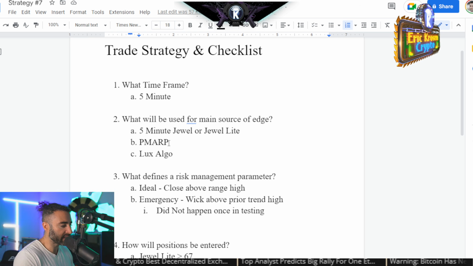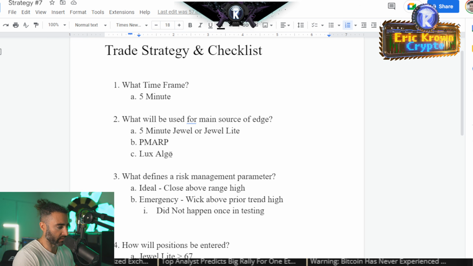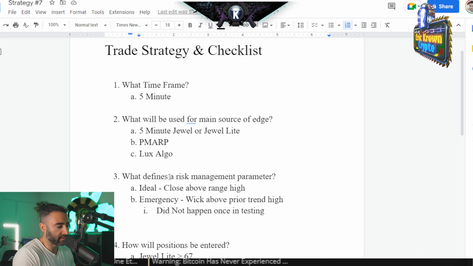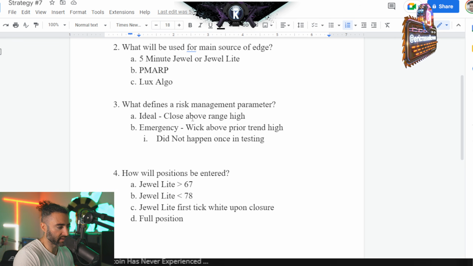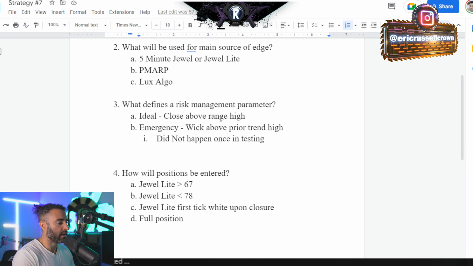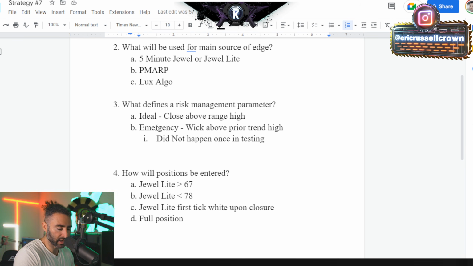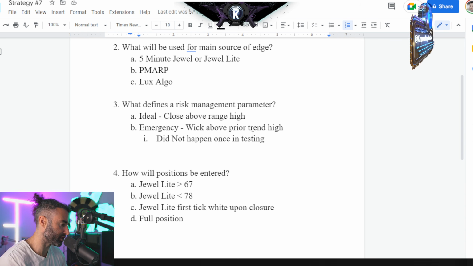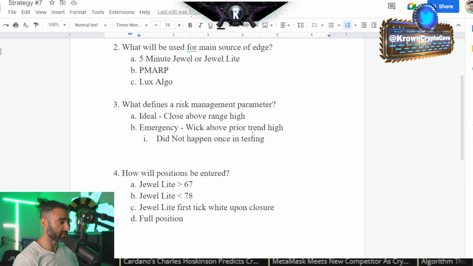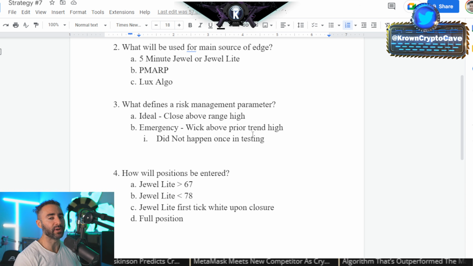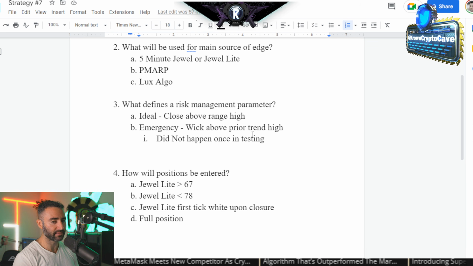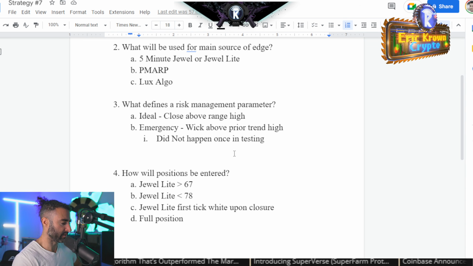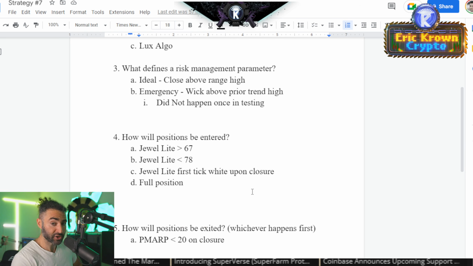All right, PMARP. Again, free indicator, and then the Lux algo, which is going to define range highs for us. Anyways, what defines a risk management parameter? Ideally, we want to see a closure above the range highs. There is an emergency condition as well with a wick above the prior trend highs. This has not happened once in testing for this strategy on this time frame, or for most, to be quite frank. But we need to have these sort of things in there, because if they do get hit, maybe during a black swan or something, we're going to be pretty damn glad that it did, to stop the bleeding or the gushing of blood.